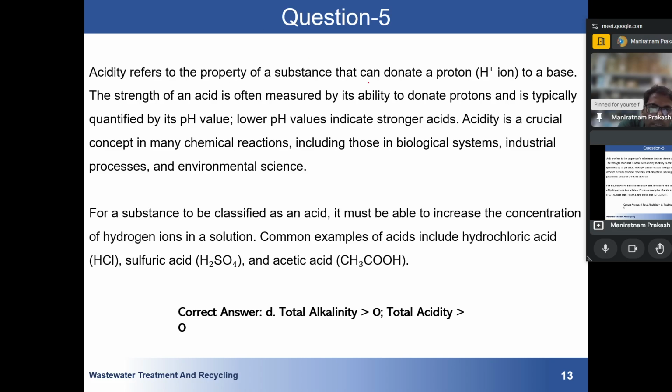So as we know, at pH 6.4 the H plus concentration is 10 to the power minus 6.4, and acidity is only caused due to H plus. So how much H plus is there? 10 to the power minus 6.4. So obviously the alkalinity and acidity are greater than 0. So the correct answer is D, that is, alkalinity greater than 0 and acidity greater than 0.